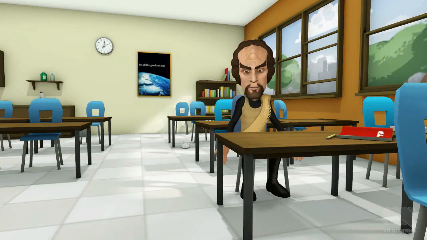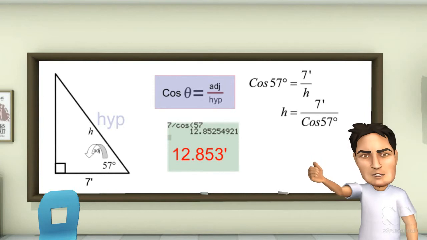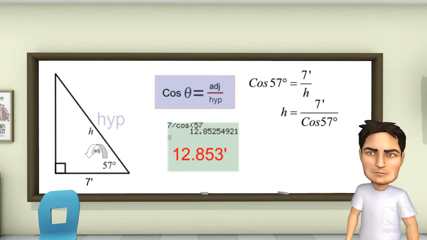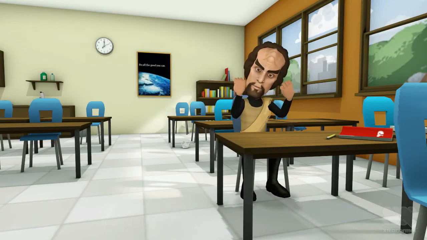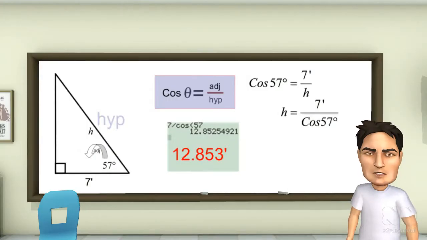But Mr. Waite, how do I solve for the angle measure if I only know side lengths? Another super brilliant question, Zorg. We use the inverse of the trig function to solve for the angle measure just like we use the inverse of multiplication, which is division, to solve an equation where the unknown is being multiplied by some number.